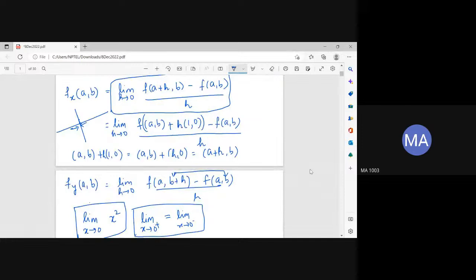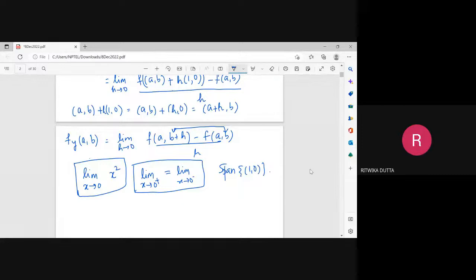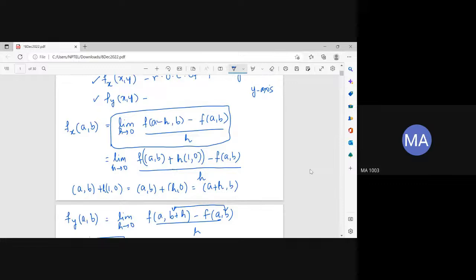Ma'am, then why not minus 1 comma 0? Are both right or is 1 comma 0 only right? So we usually take the positive direction. What is the span of 1 comma 0? The x-axis, right? The entire x-axis is taken care of with this one vector. This is the usual notation that is followed. If you put minus also, it's okay, because the right-hand limit will take care of the positive value and the left-hand limit will take care of the negative value. Does that make sense? We are going to evaluate both, so it's taken care of here.